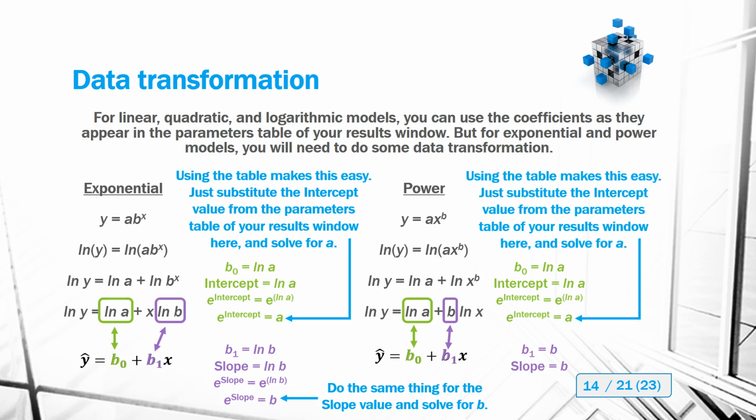So again, it's listed there in the table for the power function. You just take that intercept value and use that as the exponent on the natural log base, and that gives me my first coefficient. And then to get the exponent, which is the second coefficient, I just take that slope value directly from the table, and voila, I'm in business.